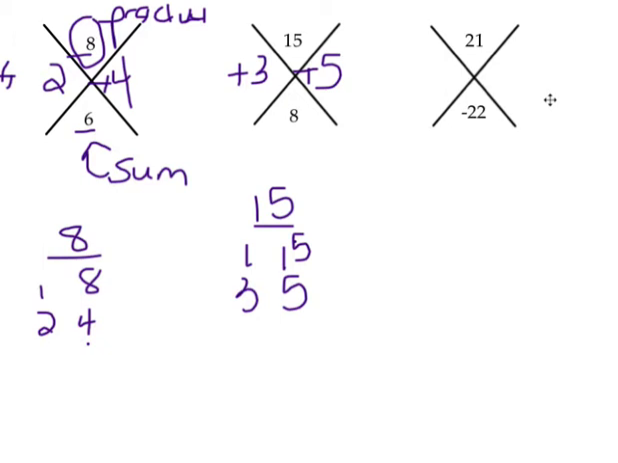Taking a look at this next one. So now I see that I'm multiplying to a positive 21. Whenever you multiply to a positive product, both of your signs need to be the same. But then I notice that I'm adding to a negative sum.